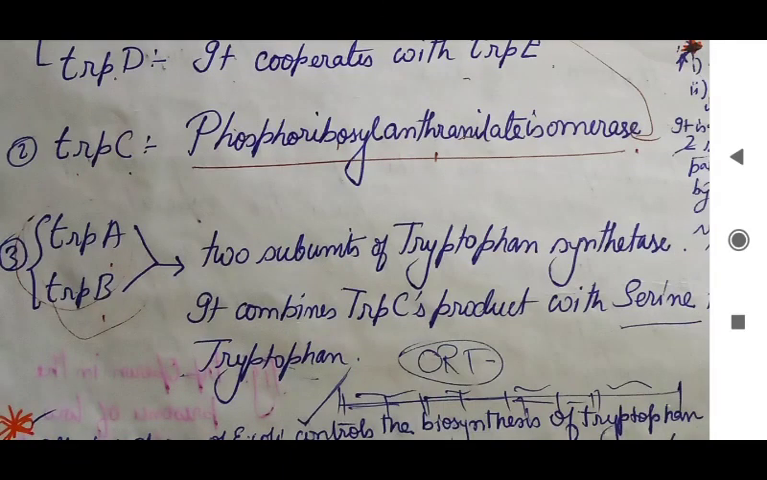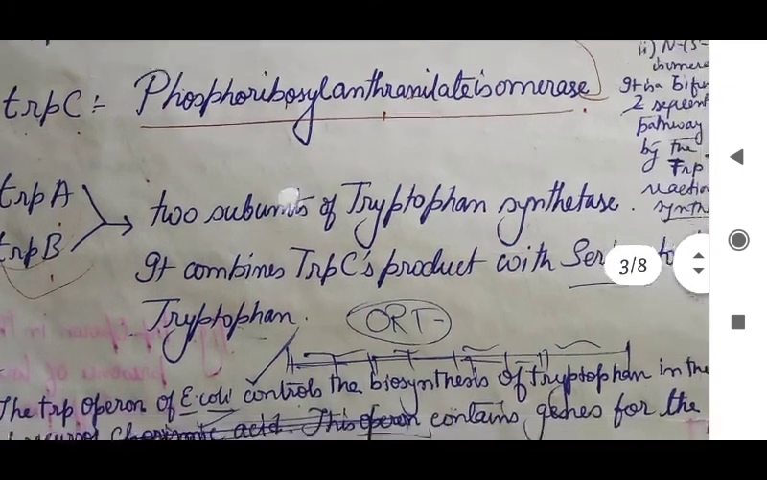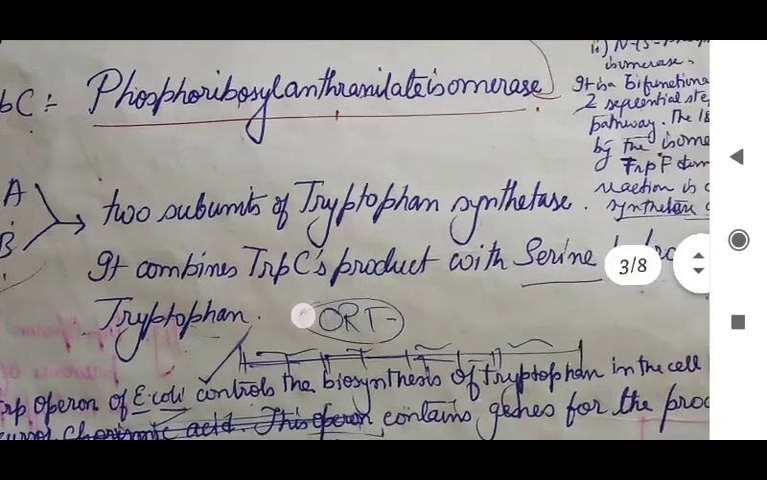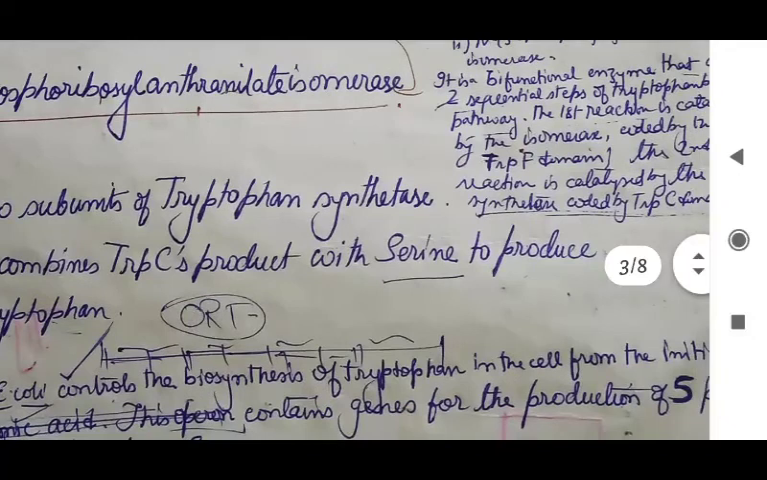Okay, then comes the last two enzymes, which are your TRPA and TRPB. These two genes will encode only one enzyme. TRPA and TRPB are the two subunits of tryptophan synthetase. It combines with the TRPC product and serine to produce tryptophan.